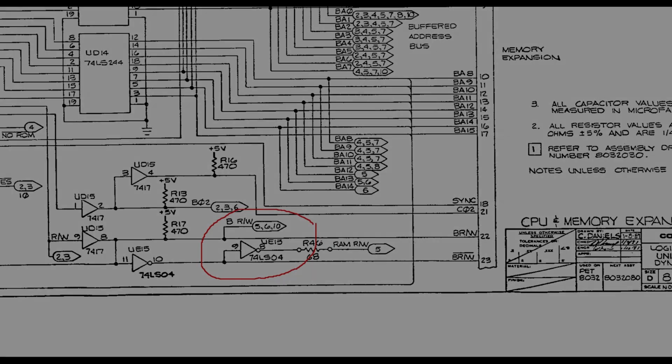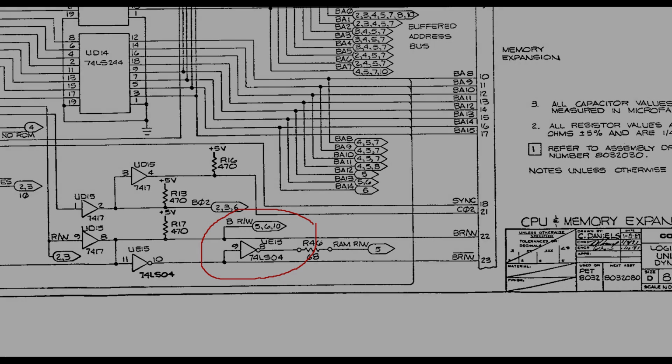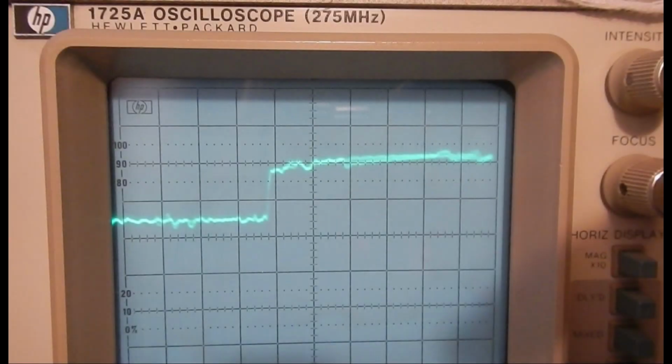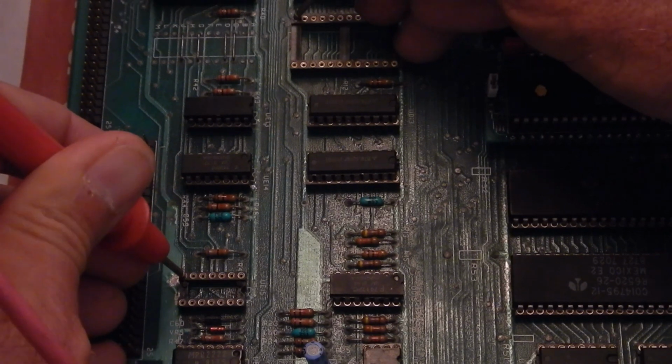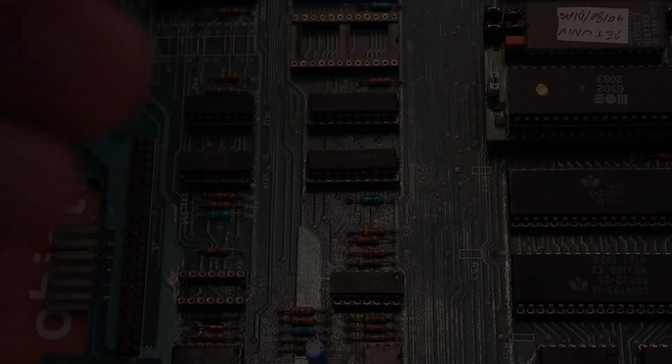The RAM write signal is driven by UE15, and indeed every single gate on that IC showed the same wrong zero level. Usually this happens when the IC is missing its ground connection. And yes, it's indeed missing.